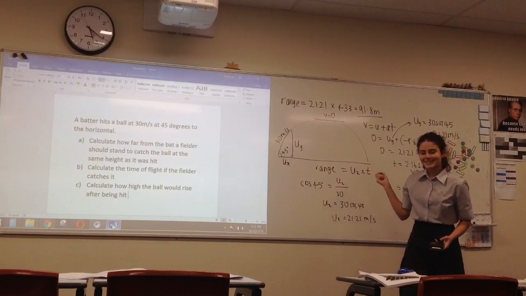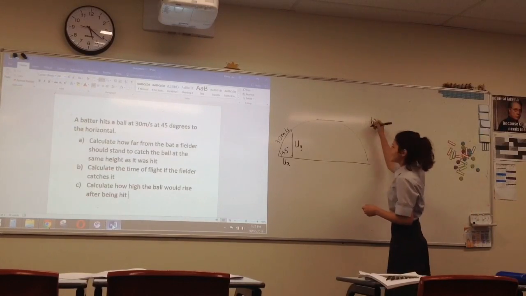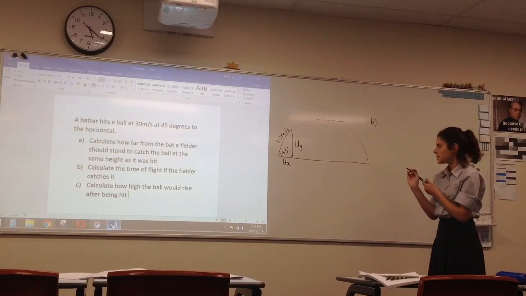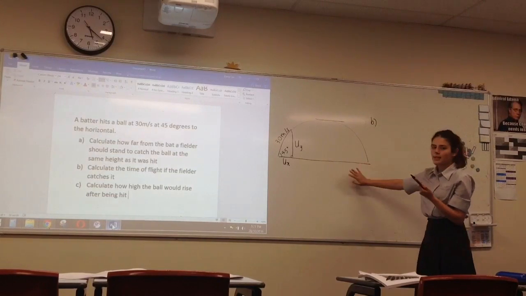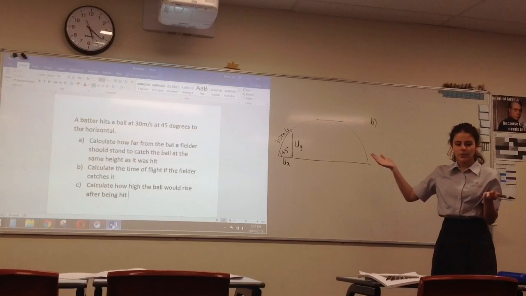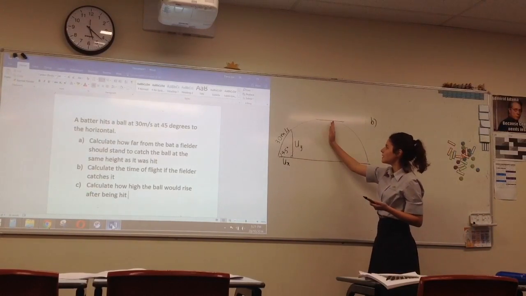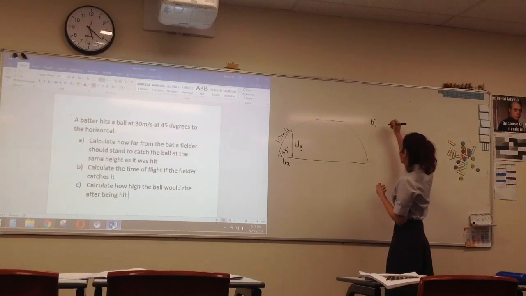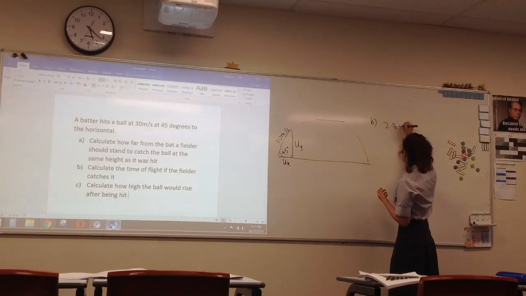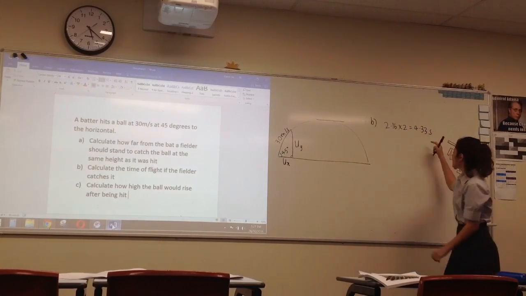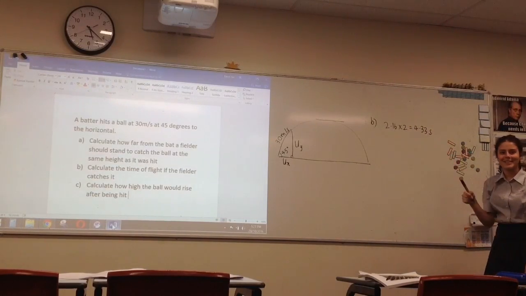So yeah. So B is asking for flight time. So calculate the time of flight if the fielder catches it. So we already calculated that previously. So we times it by 2, the time we found up until the maximum. So that gives 4.33 seconds.